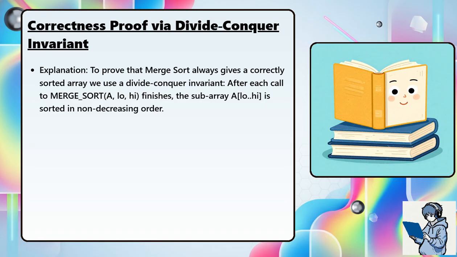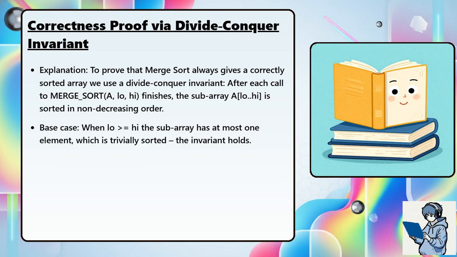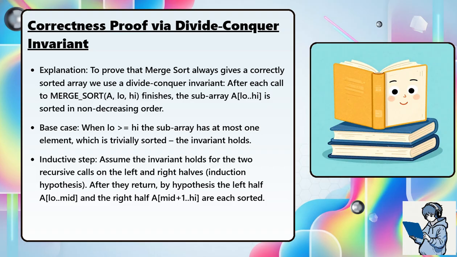Explanation: to prove that merge sort always gives a correctly sorted array, we use a divide-and-conquer invariant. After each call to MergeSort(A, low, high) finishes, the subarray A[low..high] is sorted in non-decreasing order. Base case: when low is greater than or equal to high, the subarray has at most 1 element, which is trivially sorted, so the invariant holds. Inductive step: assume the invariant holds for the 2 recursive calls on the left and right halves, the induction hypothesis. After they return, by hypothesis, the left half A[low..mid] and the right half A[mid plus 1..high] are each sorted.